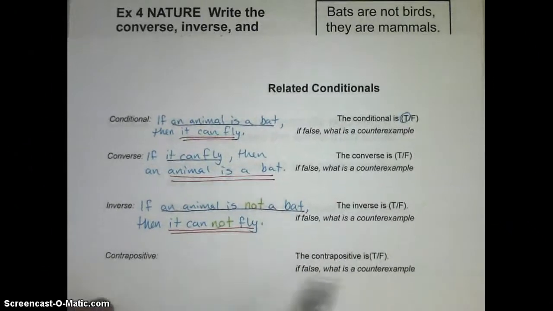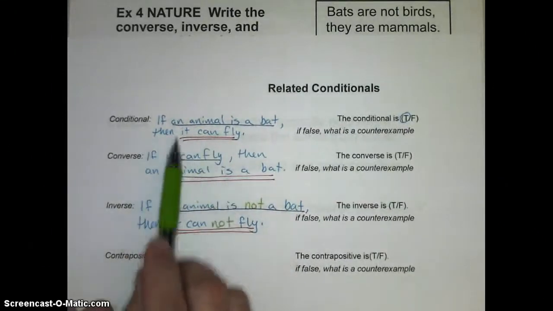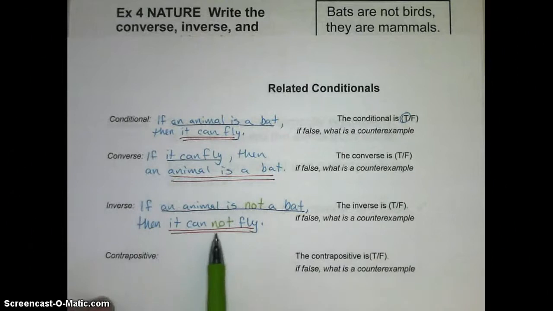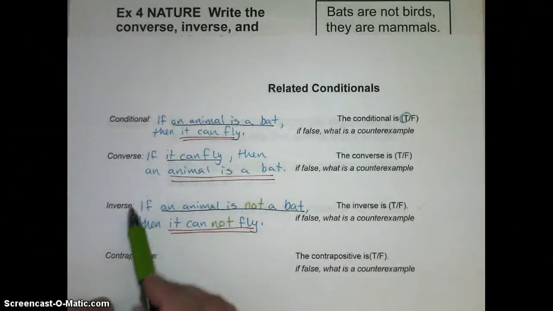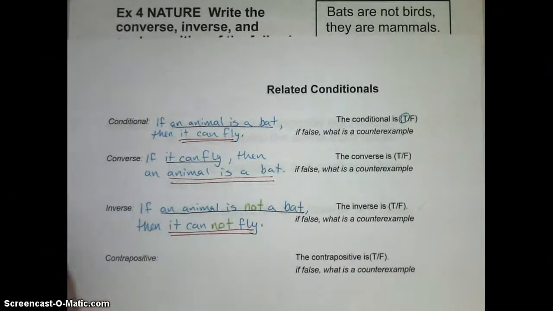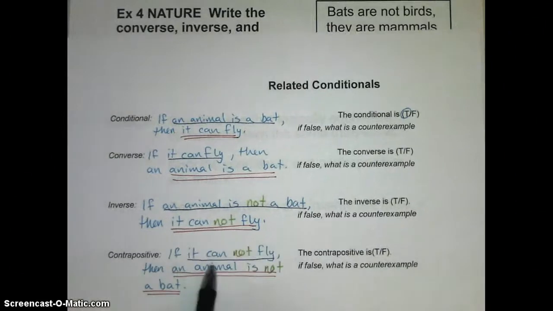And then contrapositive is where we flip the order and negate both statements. It's like taking the converse of the inverse or the inverse of the converse. And this is what the contrapositive statement would be. If it cannot fly, then an animal is not a bat.